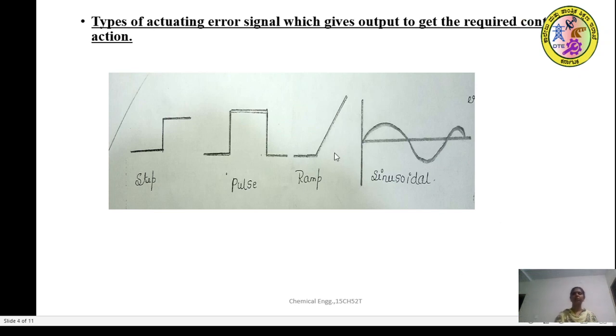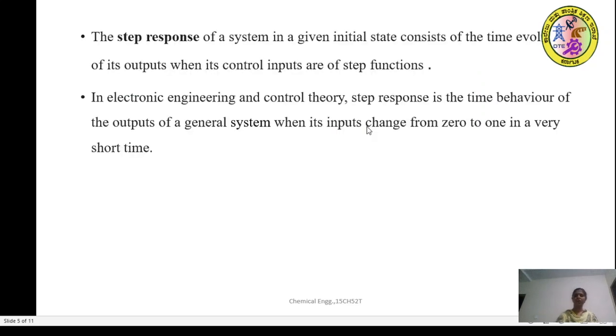You can look into the diagram. These are the types of the actuating error signal which gives output to get the required control action. You have a step output, the pulse output, the ramp, and the sinusoidal output. What is the step output or the step response of a system in a given initial state? It consists of a time evolution of its output when its control inputs are of step function.